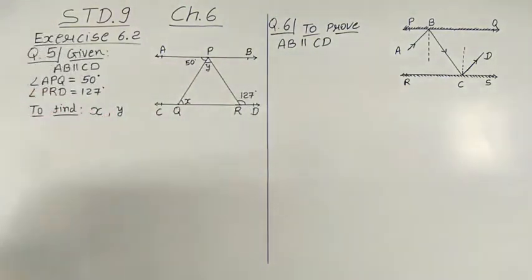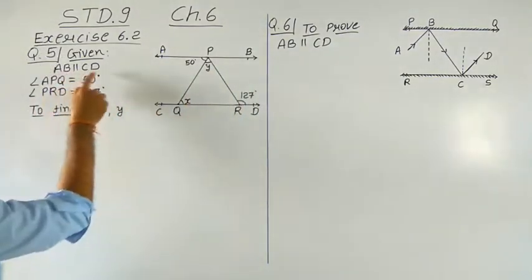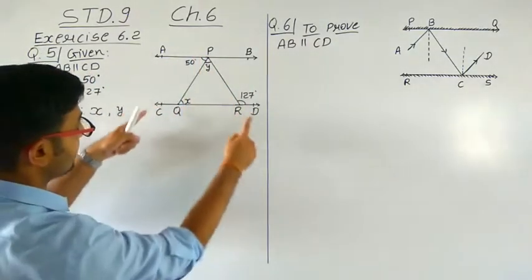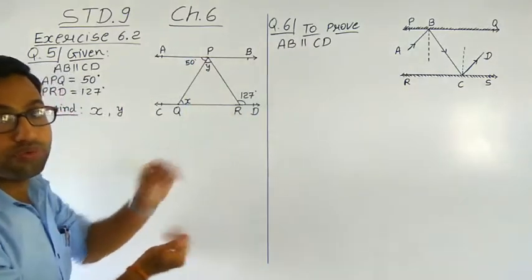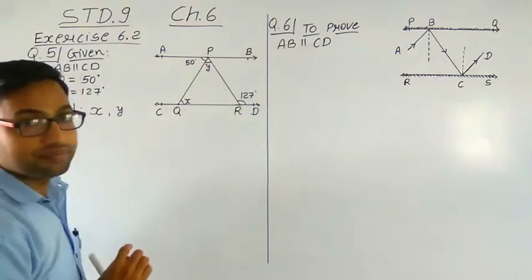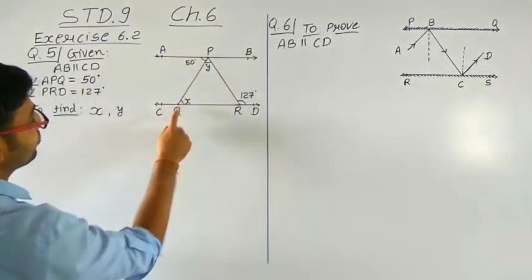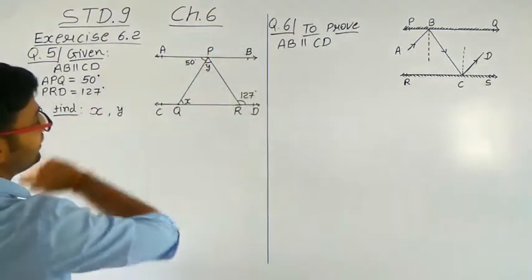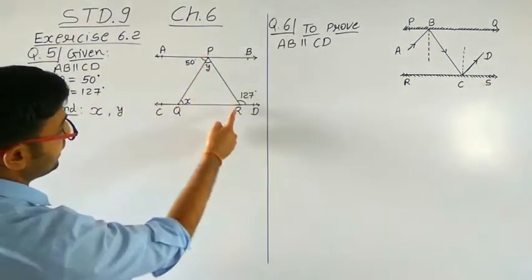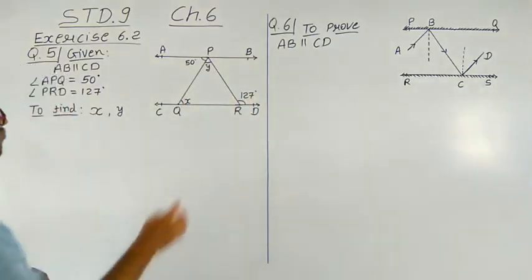So see, first of all understand the diagram. These two lines AB and CD are parallel that we have given. There is a triangle in between the two parallel lines. The triangle is PQR. Right? Okay. One of the angle, this APQ, we have given that is 50 degree. One another angle that is PRD, that is 127 degree.